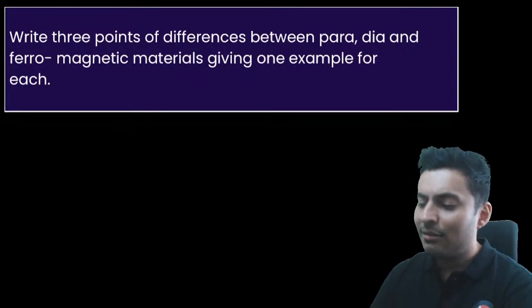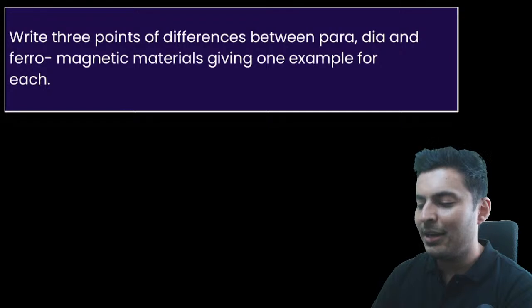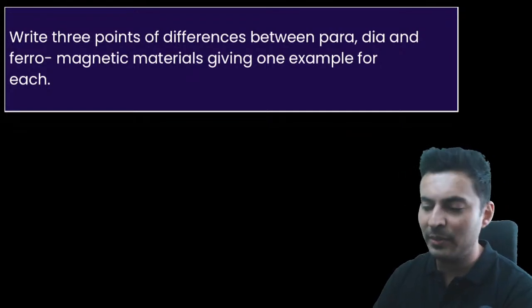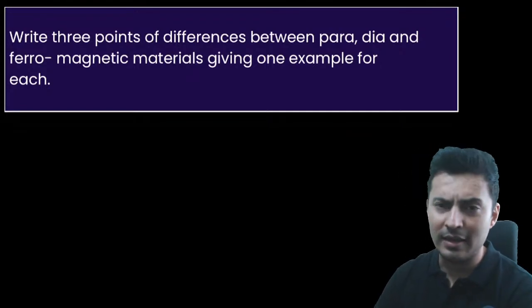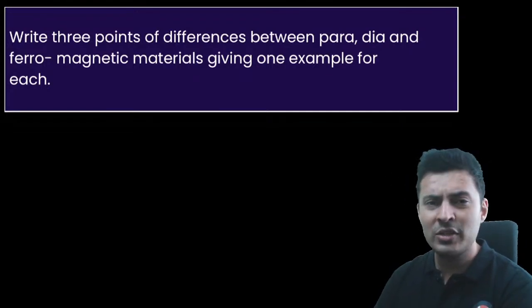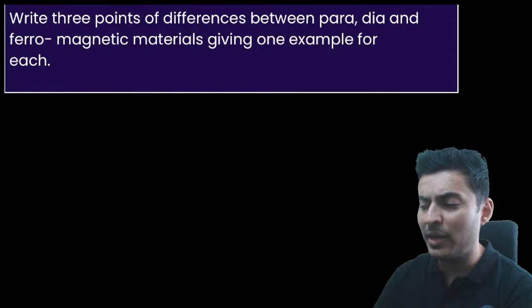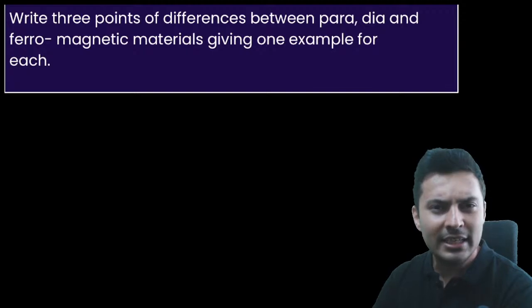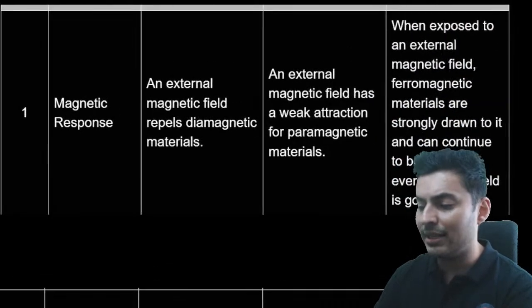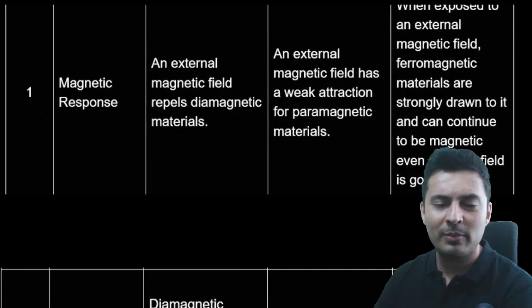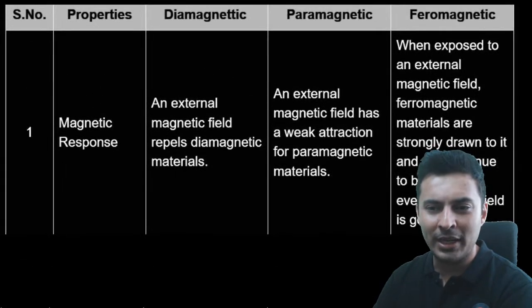Write the 3 points of differences between para, dia, ferromagnetic materials. Dia susceptibility is small negative, para susceptibility is small positive, ferro it is largely positive. You can give examples of them in the end. Always give examples, and then also talk about how dia will repel external magnetic fields, para will weakly attract it, ferro will strongly attract it. That is one common difference which you can put for dia, para, and ferromagnetic.